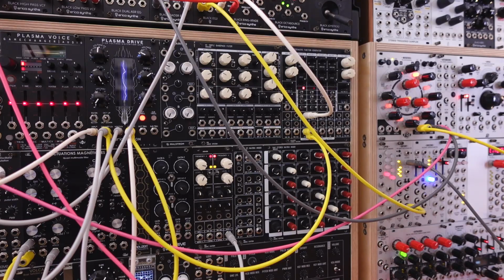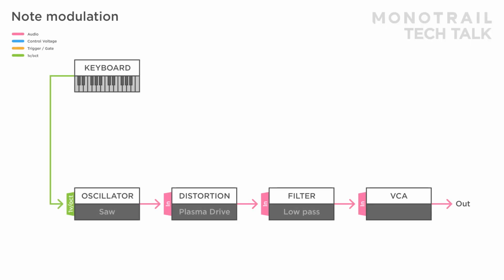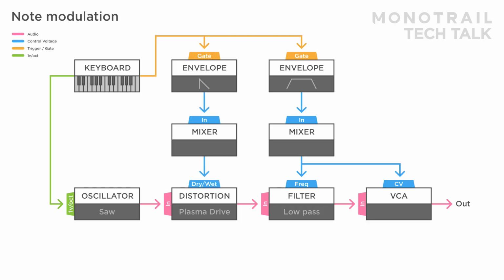So far, I just showed sequenced patches, but of course these ideas work with long sustained notes and/or a keyboard as well. Here's the same voice controlled with the keyboard, gating an attack sustain release envelope, modulating the filter and VCA. Again, a very short plucky envelope is used for the transient. It's modulating the dry-wet mix of the drive as well as the filter and VCA.